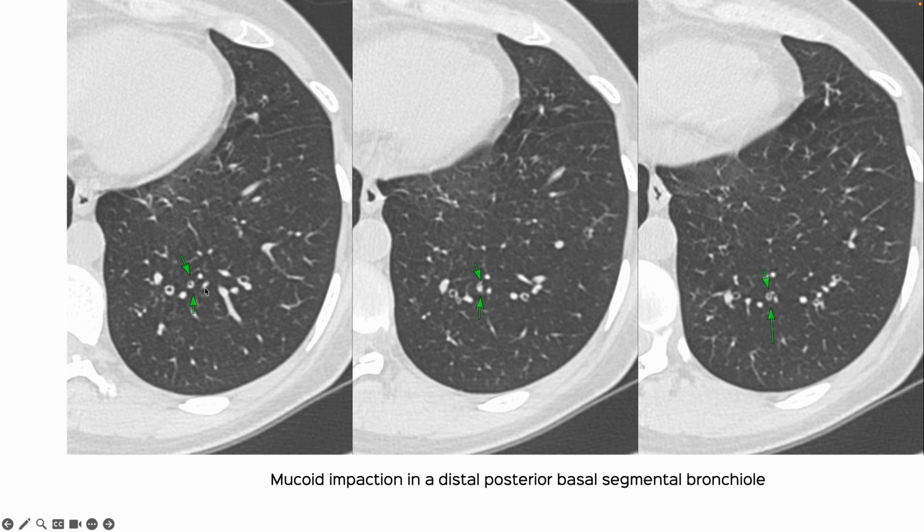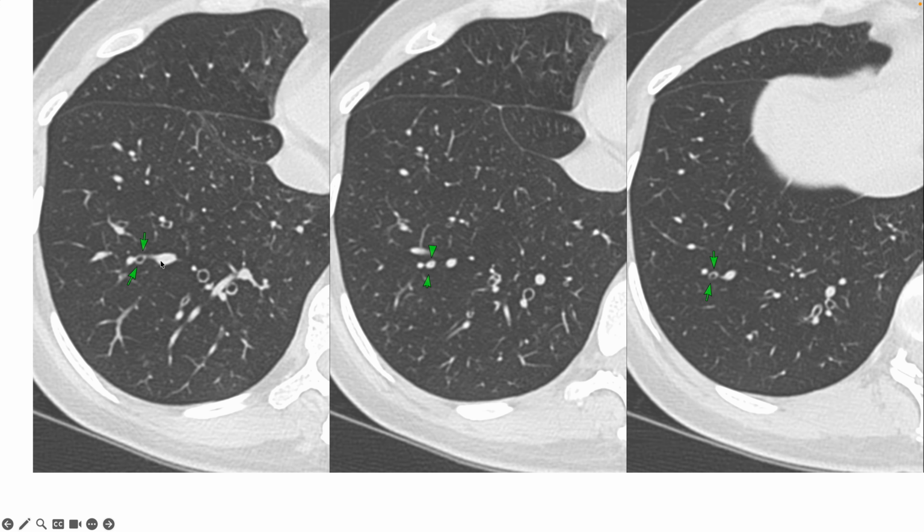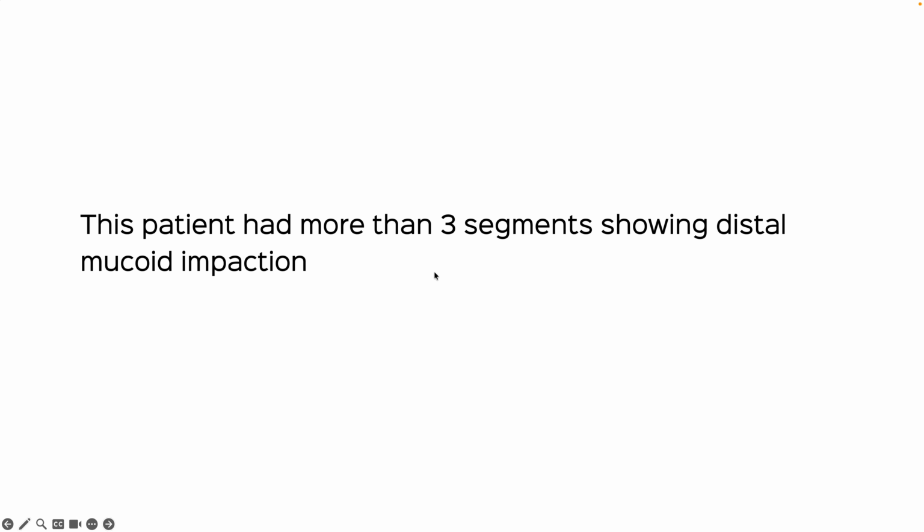So here's another one in the posterior segmental bronchial branch, and then it opens up here after this area of mucoid impaction, and then they're everywhere. And here's another one in the lateral basal segmental bronchiole, right lower lobe, and then again it opens up here. So all these areas that completely plug the bronchus, where the lumen is completely gone, are areas of mucoid impaction. And this patient had more than 3 segments showing distal mucoid impaction.